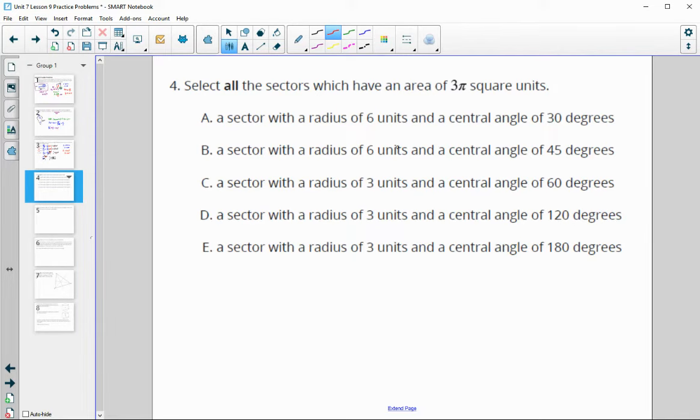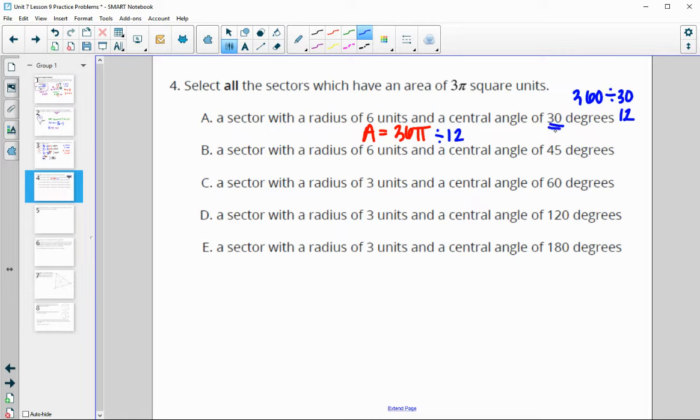So a sector with a radius of 6 units and a central angle of 30. A radius of 6 units gives us a total area of pi r squared, so 36 pi. And then a central angle of 30 degrees. If I did 360 divided by 30, that fits in there 12 times. So I'm going to divide this by 12 because those are 12 equal pieces.